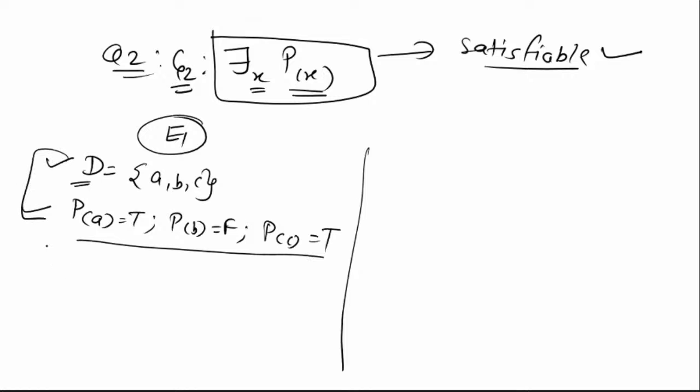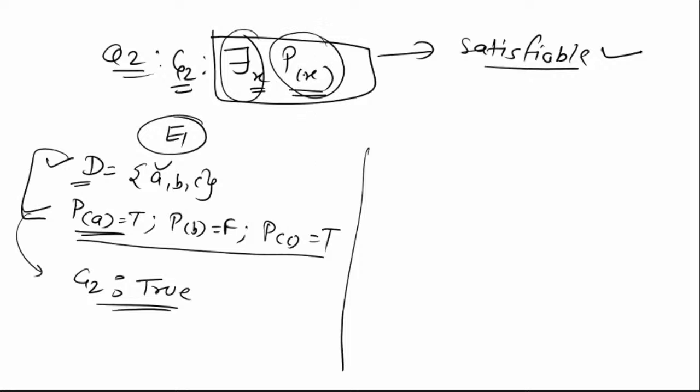Now this environment E1 is a model, because in this environment G2 will become true. You can see very easily, because there exists an element in the domain, for example A, for which P(A) is true. So there exists an element in the domain for which the predicate P is true. So in this environment E1, G2 will become true. So this environment E1 is a model for G2.